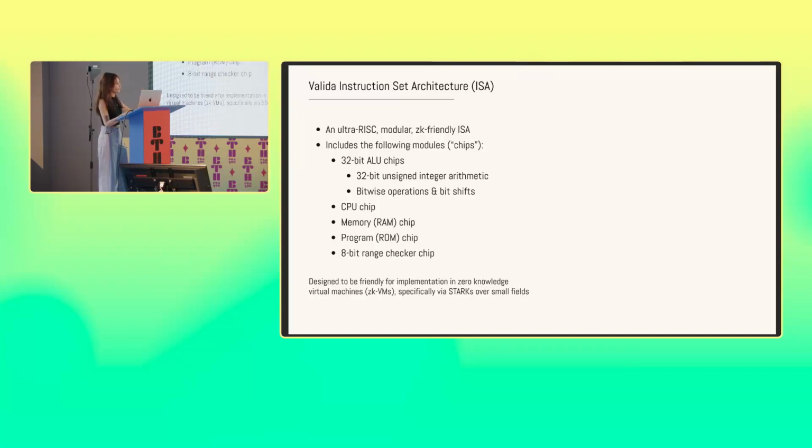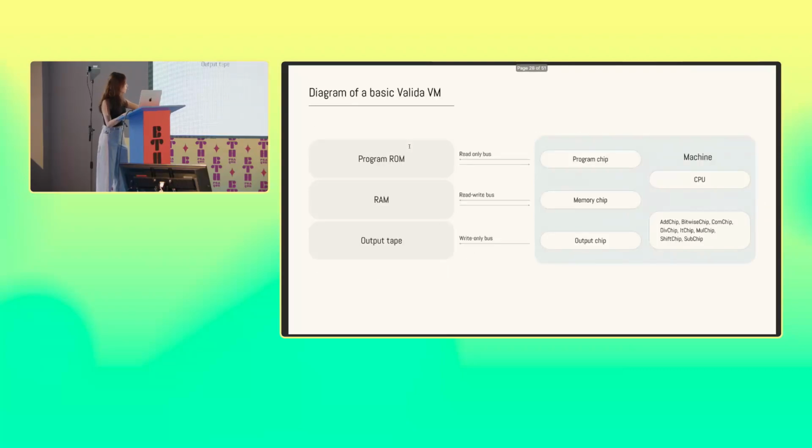So our Valida ISA is ultra RISC, meaning ultra reduced instruction set. We only have about 20, I think, instructions. And it's very modular, it's very proof-friendly, and includes the following modules. It has a 32-bit ALU chip, a CPU chip, a memory chip, a program chip, and an 8-bit range checker chip. This is a diagram of a basic Valida VM, what it looks like.